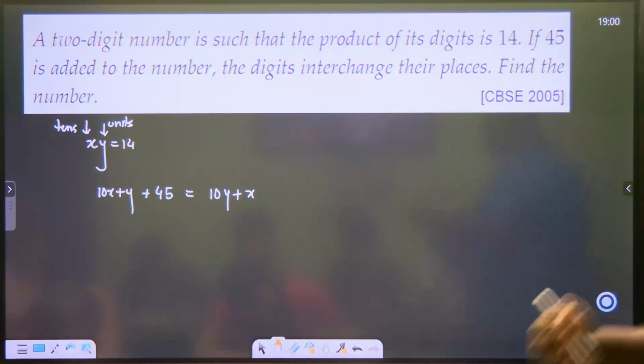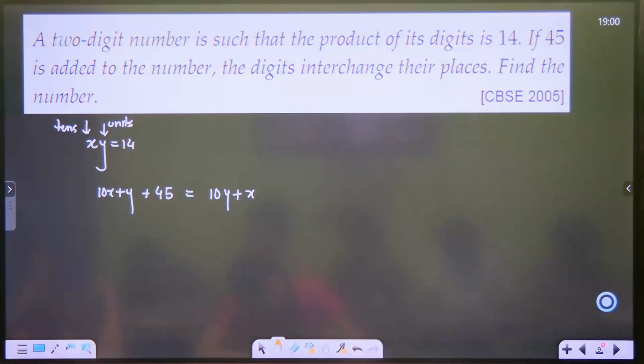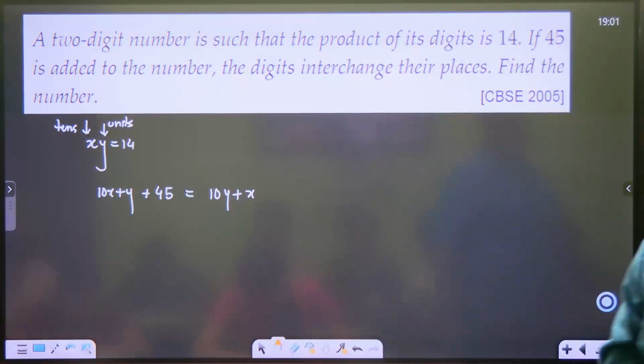With 10x plus y, if I add 45, give me 2 minutes, I'll just open the curtain so the air comes in, it is a bit humid. 10x plus y is my number. If I add 45 to 10x plus y, then the number's digits interchange their places. That means the number will now become 10y plus x. Got it? And it further says the product of its digits, x and y, is 14. Can you solve this problem then?